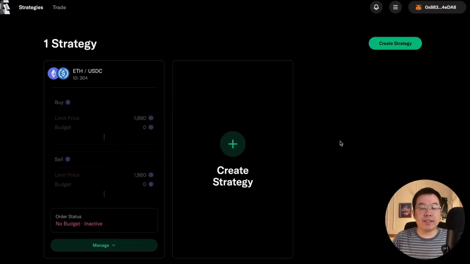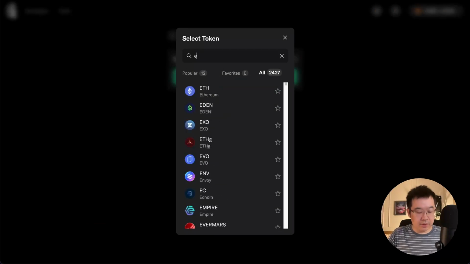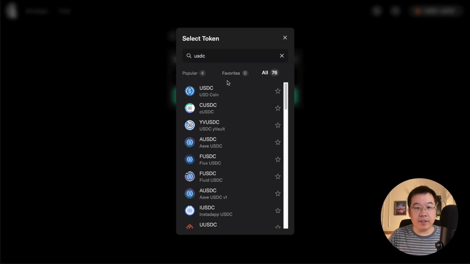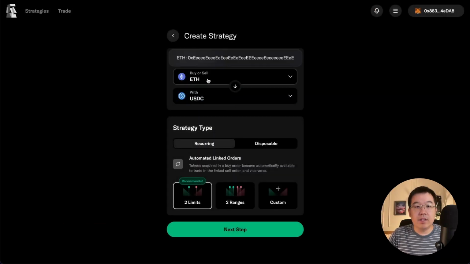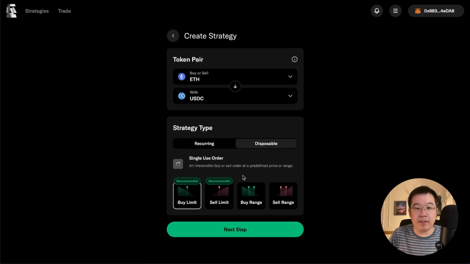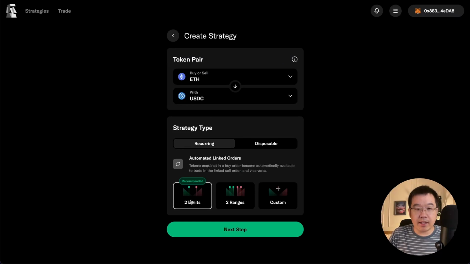Okie dokie, so this is the Carbon DeFi app, and I've already have my MetaMask wallet connected. So let's just create a new strategy. So I'm gonna do Ether, and for the quote token, USDC. So I'm gonna buy or sell Ether with USDC. I'm gonna do a recurring strategy type rather than a one-off disposable. And let's do 2 limits, which is what's recommended.